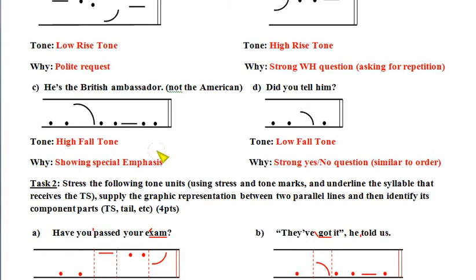We go to the last statement, which is, did you tell him? Here the tone goes from a mid to a very low level, and this is called a low fall tone. In this statement, we notice that it is not an ordinary yes-no question, but a strong yes-no question. If it was ordinary, it would go from a mid to a very high, but this time it is from a mid to a very low. That's why it is a strong yes-no question.